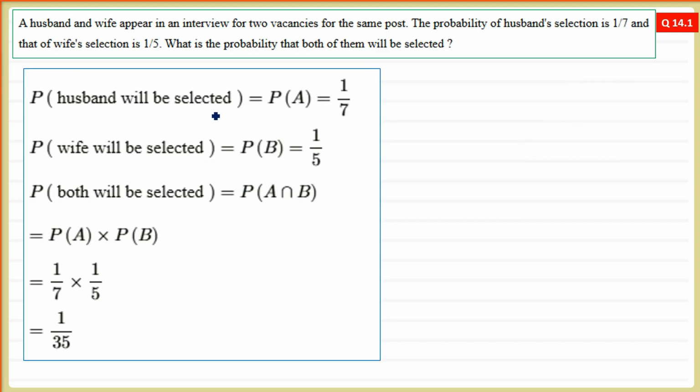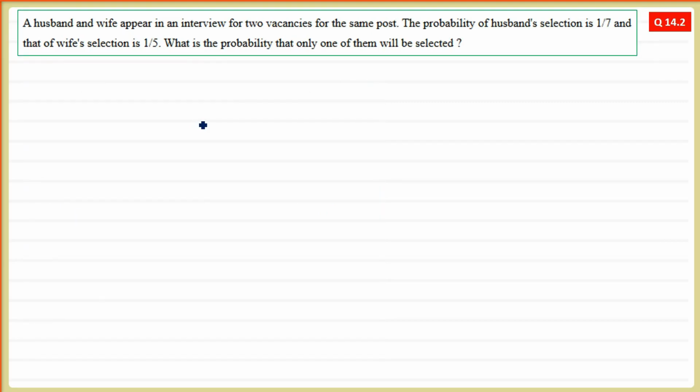So the husband will be selected is the first one. Second one, the wife will be selected. We call it H, and I called this W. Both will be selected means intersection will be taken, and the independence of the events makes it just a multiplication of the two probabilities of being selected. So we are doing the same scenario, because it is 14.1, 14.2, 14.3.